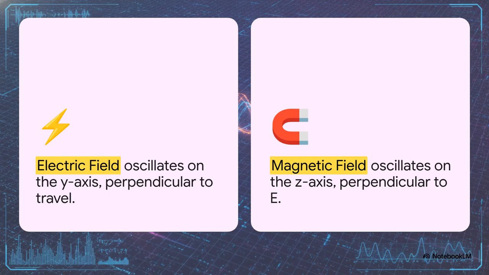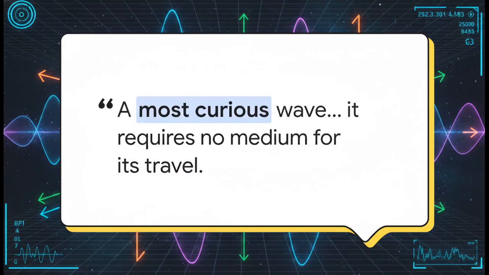It's kind of like thorns on a rose stem, you know? The field vectors point away from the axis of travel. This right here is exactly what physicists mean when they say a transverse wave. There's a great quote describing this: "A most curious wave. It requires no medium for its travel." Just pause and let the profound weirdness of that sink in.